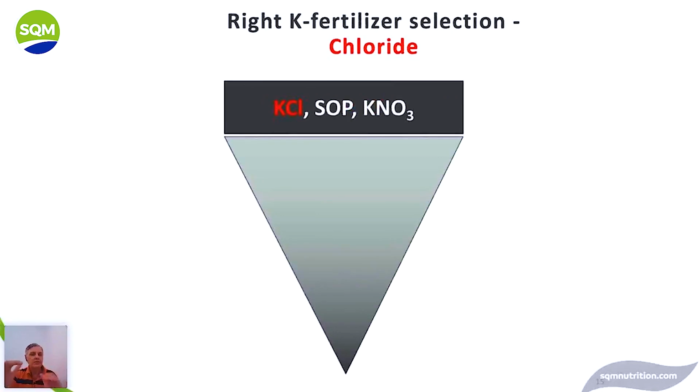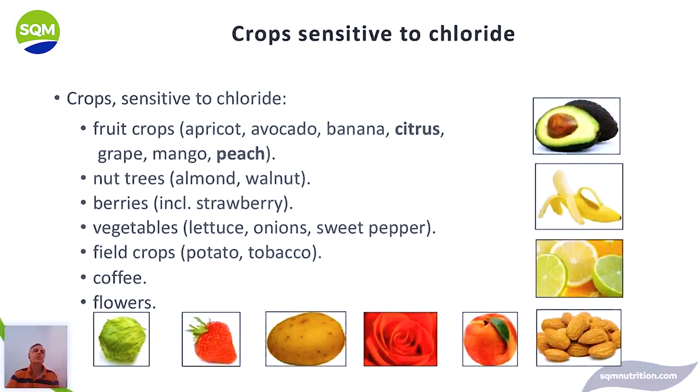So let's do a comparison between all the sources one by one. Let's start with KCl, potassium chloride. We need to consider the sensitivity of the crop we work with to chloride. If it's a chloride-sensitive crop, then you need to think, okay, we need to avoid using potassium chloride. Most of the crops are sensitive to chloride, especially crops like lettuce, strawberry, flowers.